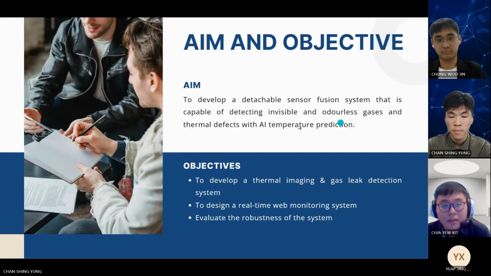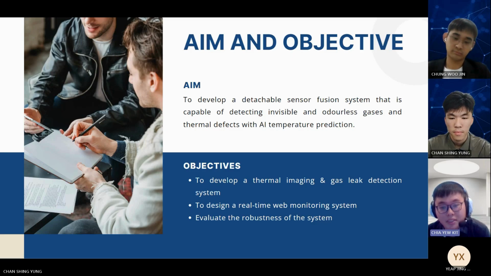So this is our aim and objective. The aim of this project is to develop a detachable sensor fusion system that is capable of detecting invisible and odorless gases and thermal defects with AI temperature prediction. And then the objective of this project is to develop a thermal imaging and gas leak detection system, and to design a real-time web monitoring system, and also to evaluate the robustness of the system.